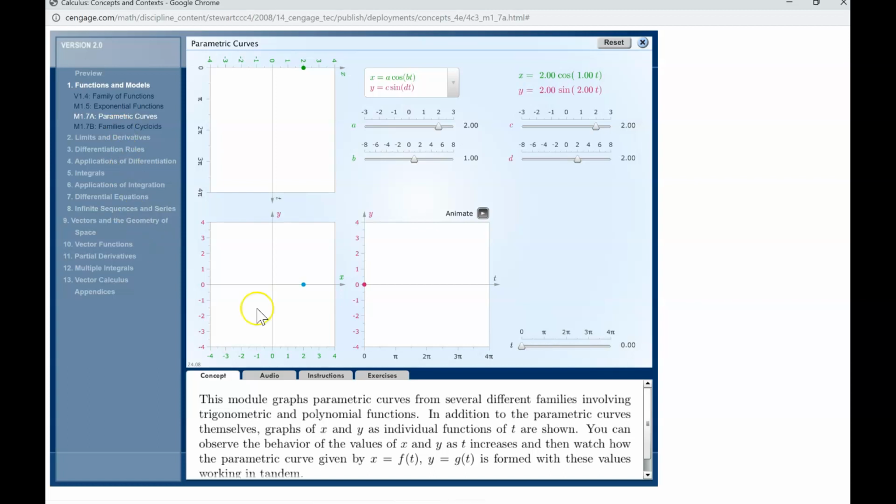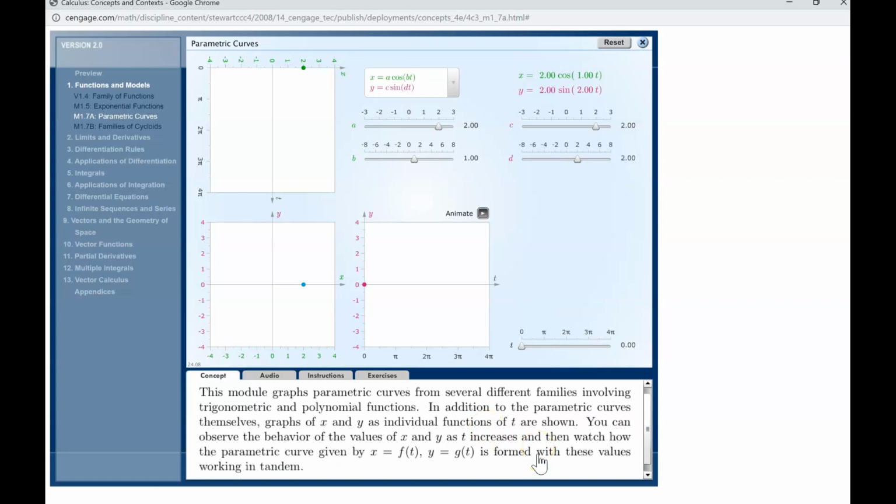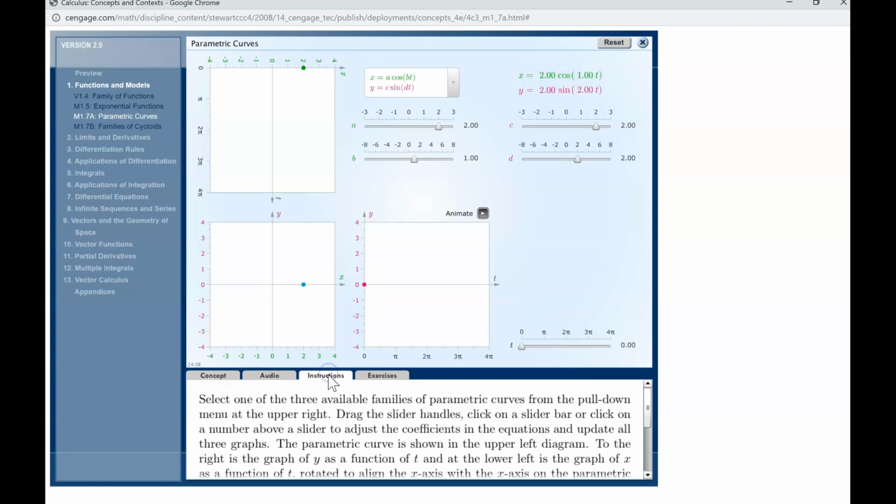What this module does is it graphs parametric curves from several different families involving trigonometric and polynomial functions. In addition to the parametric curves themselves, the graphs of x and y as individual functions of t are shown. You can observe the behavior of the values of x and y as t increases, and watch how the parametric curve given by x equals f of t and y equals g of t is formed with these values working in tandem. So let's take a look at the instructions here.